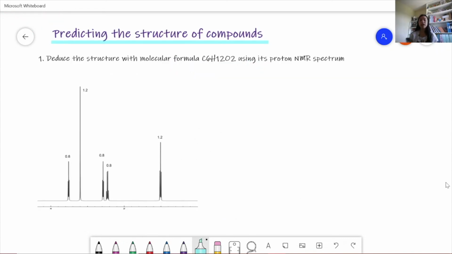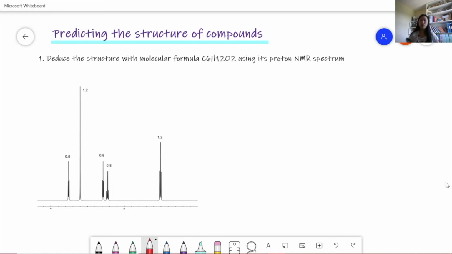So now we're going to have a look at how to predict the structure of compounds using their Proton NMR spectrum. This first example is asking us to deduce the structure with molecular formula C6H12O2 using its Proton NMR spectrum. The first thing I like to do is to have a look at the ratio of the relative intensities. Sometimes they give it to us in decimals, so I quite like to convert them so I know how many hydrogens I have in each different environment.